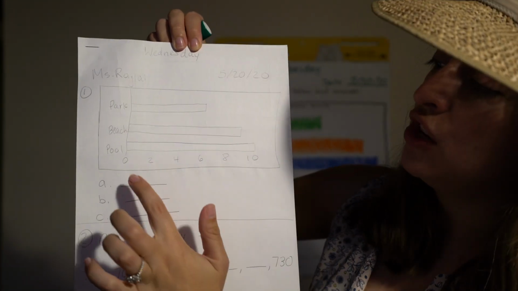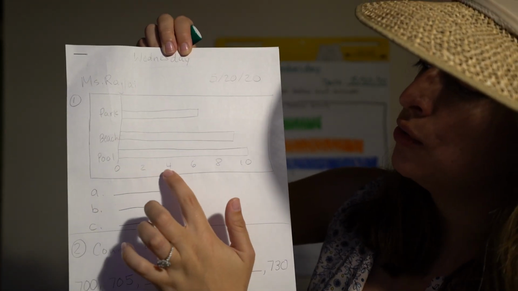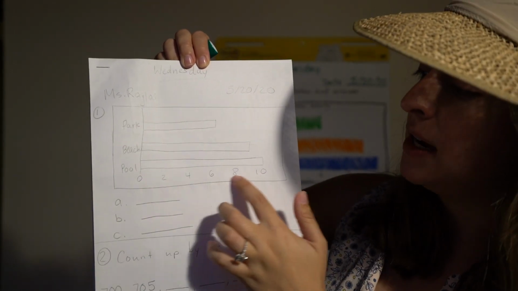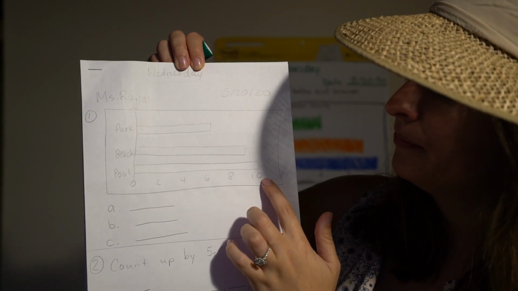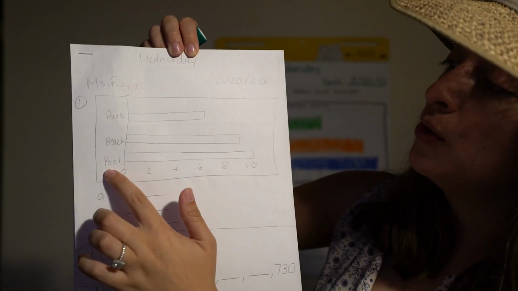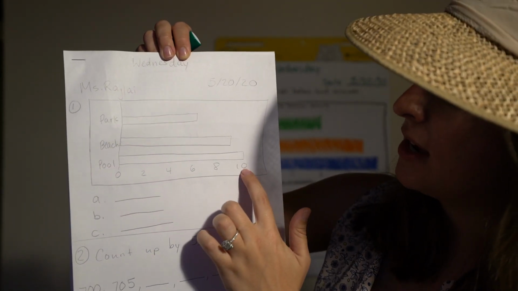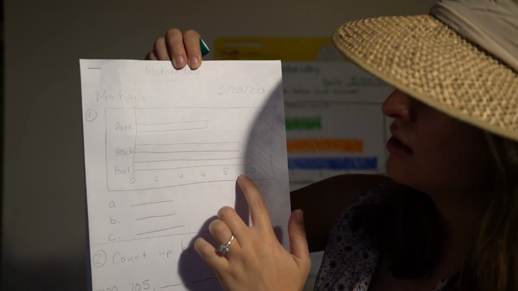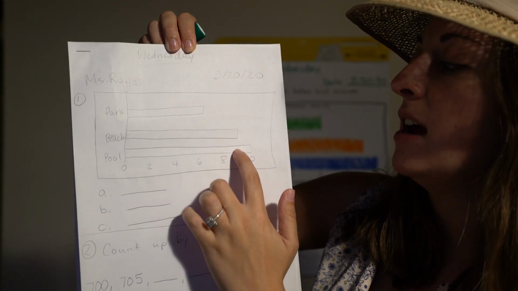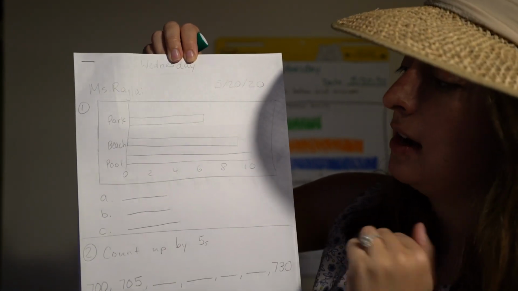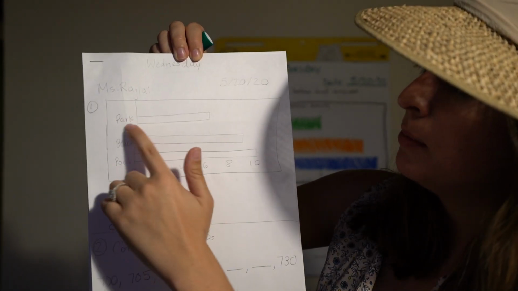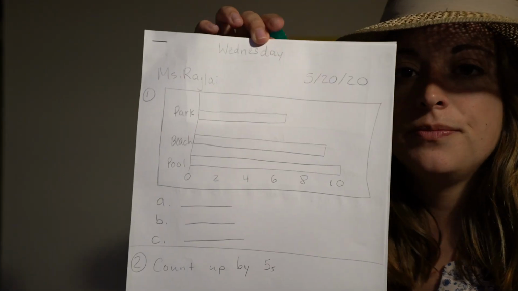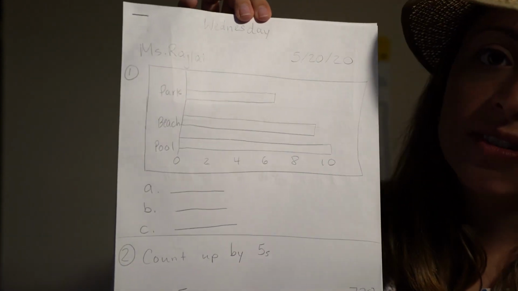You want to make sure that you put 0, 2, 4, 6, 8, 10. So our graph is counting by 2s with the numbers here. And for pool, you want to make sure that the graph stops at 10. For beach, the graph is going to stop at 9. You can't see 9, but you know that number 9 is between 8 and 10. And then for park, you're going to stop at 6. If you need more time, I would pause the video.